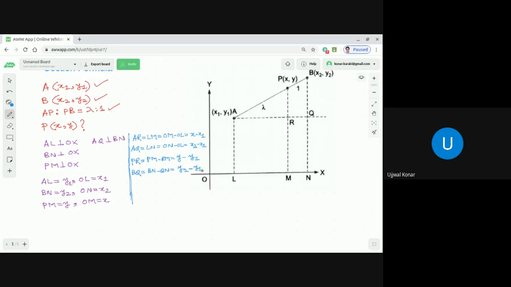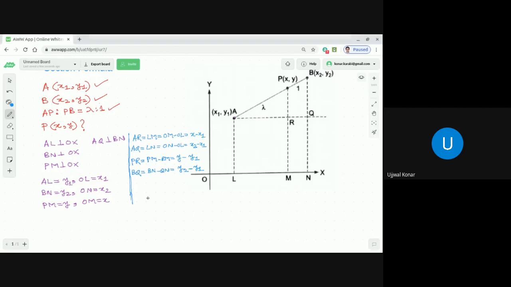So these are the derivations we get, and it's very simple. Now you may have a question, sir, why are you doing all this derivation? We are doing all this derivation because we are supposed to find the value of xy in terms of x1, y1, x2, y2, lambda. After that, dear students, we get two triangles. The first triangle is triangle BQA, and the next triangle is triangle PRA.